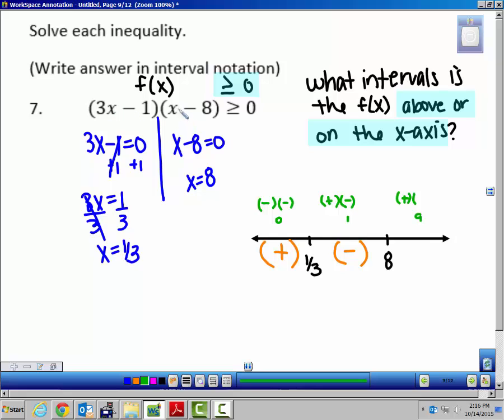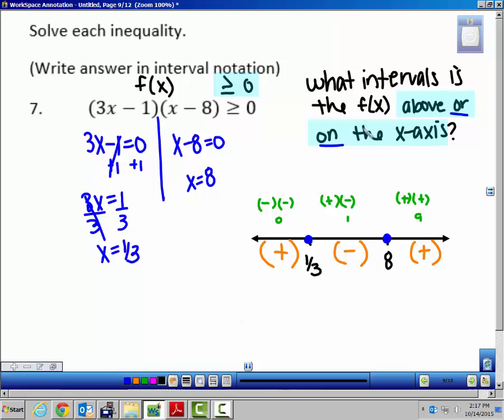And here, 9 minus 8 would also be positive. A positive times a positive is a positive. So this interval is above the x-axis, this interval is below, and this interval is above again. And I am crossing at these points. These are my zeros, so these are included. The graph touches the x-axis here, and it says "or on," so we need to be sure to include those points with brackets.